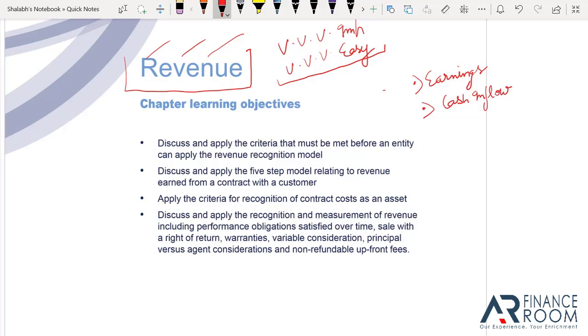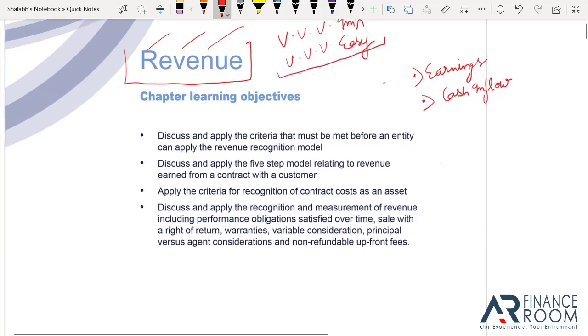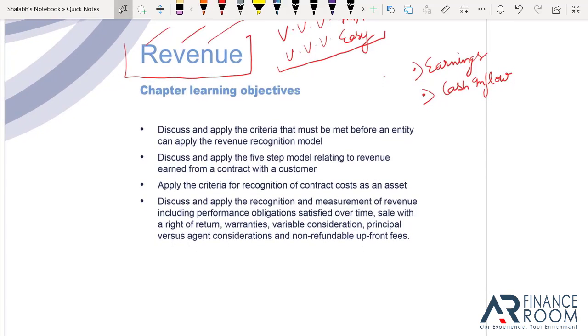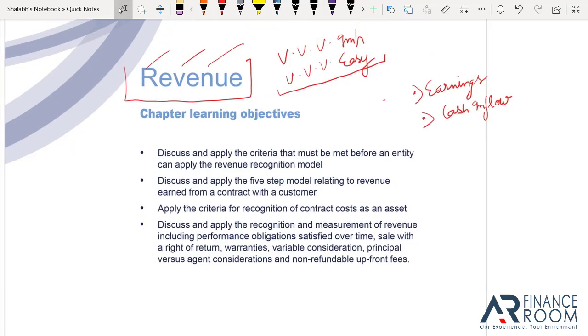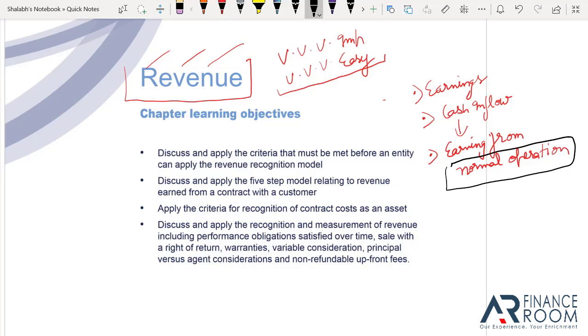Now let's try to make it professional. Let's make it an expert definition, slowly, word by word. Is the word earning enough, or should it be earning from normal operations of business? Normal operations. Now this is a key word here. Normal operations.